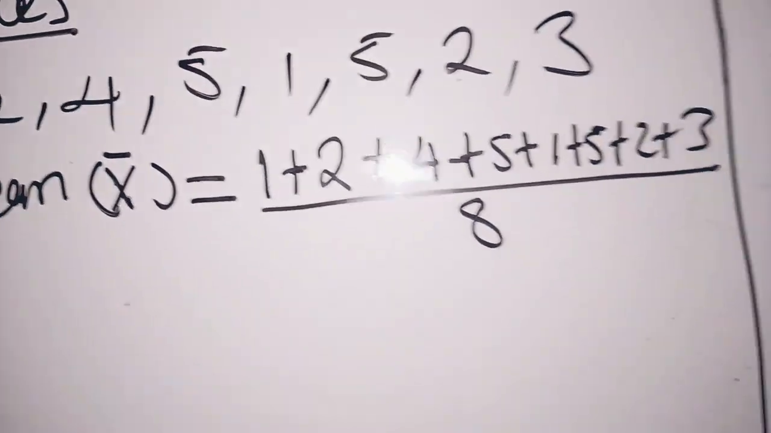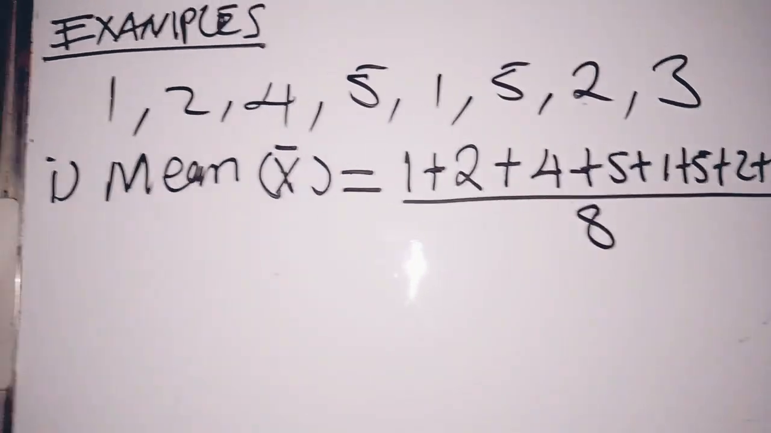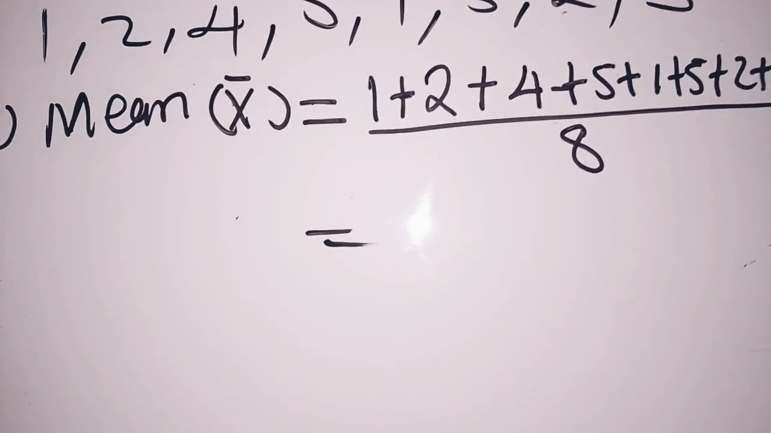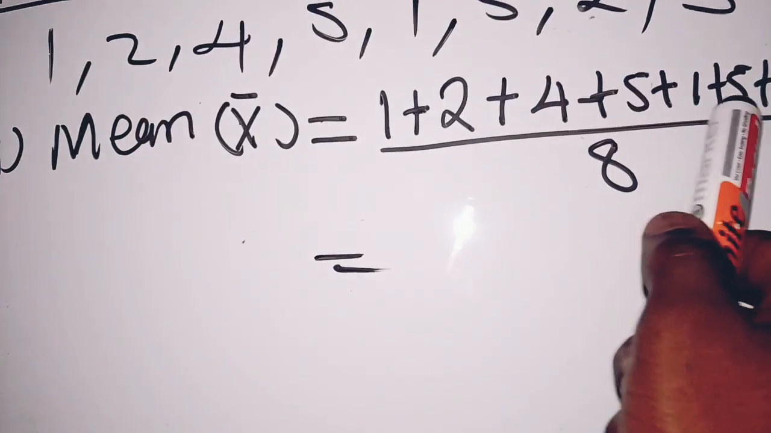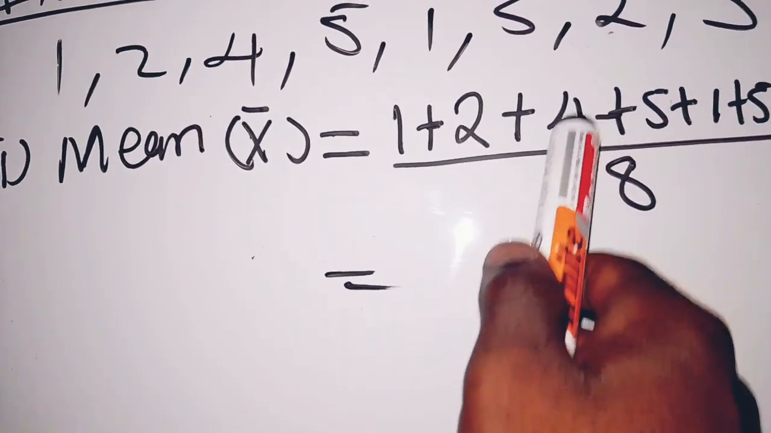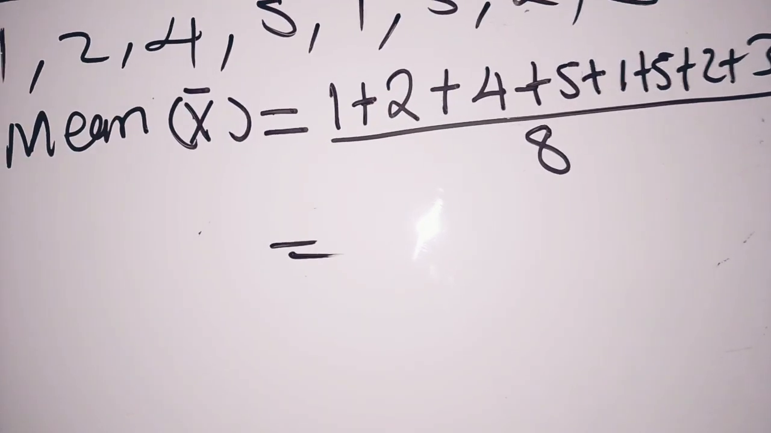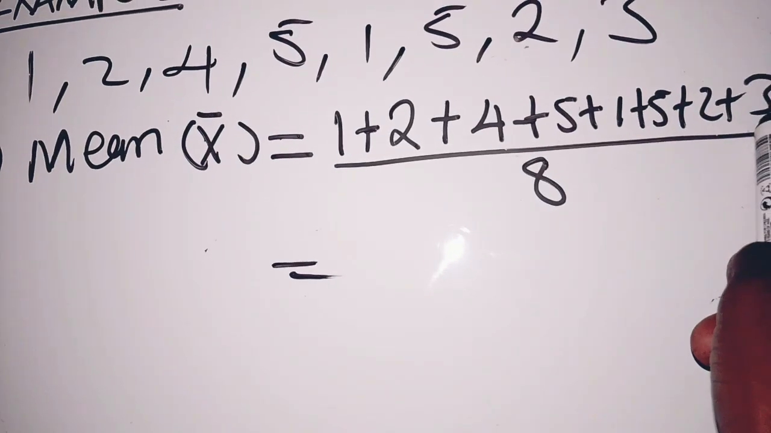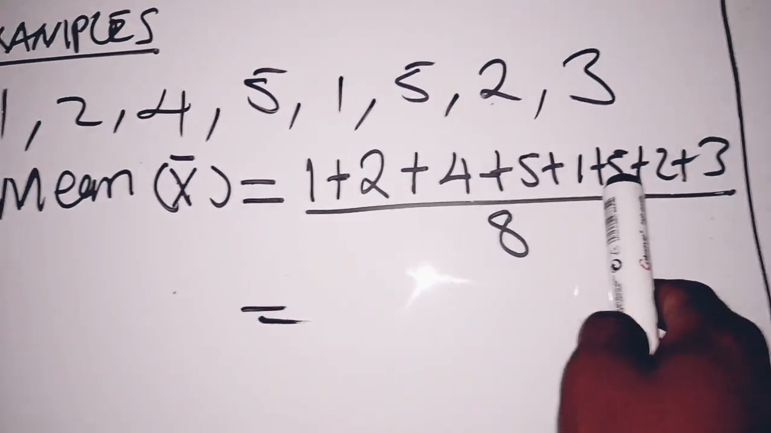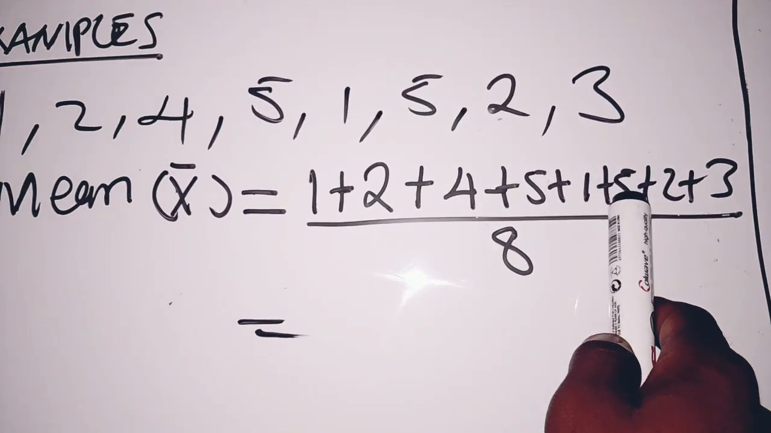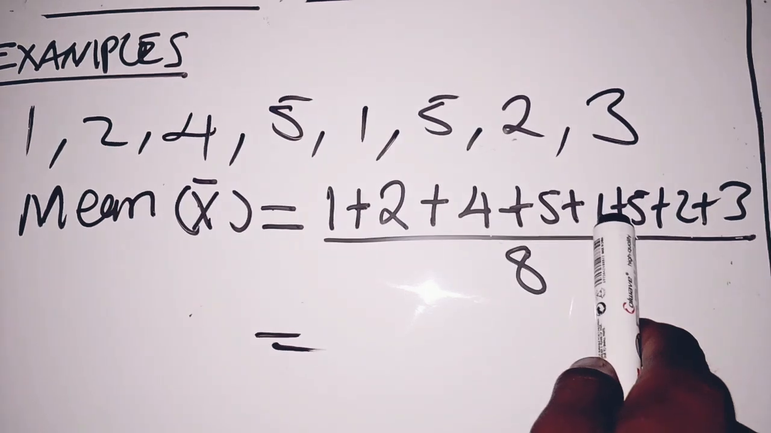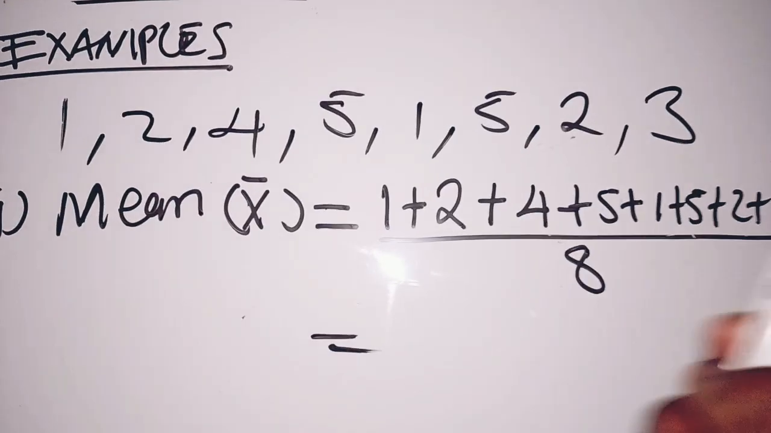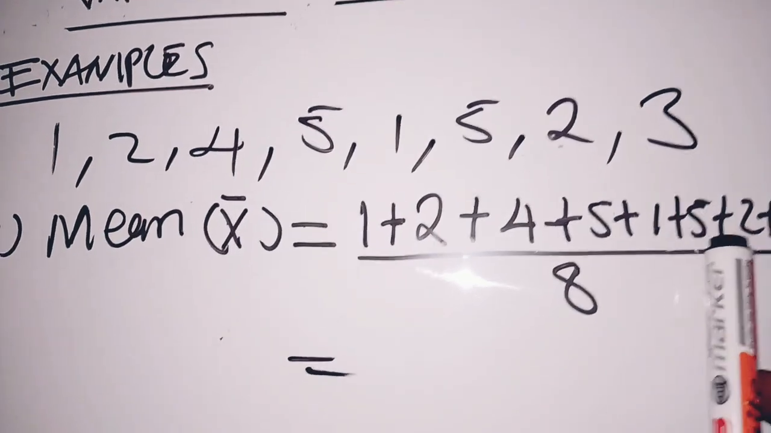So here it will be equal to: we have 1 plus 2 gives 3, plus 4 gives 7, and then 2 and 3 give us 5, and this will give us 10, and then this will give us 15, 16. Then this and this will give us what?